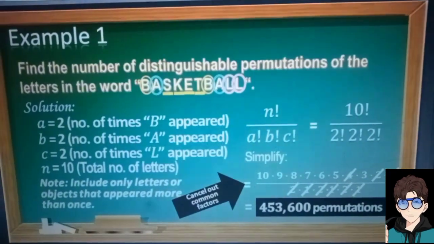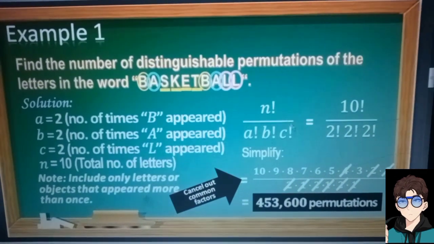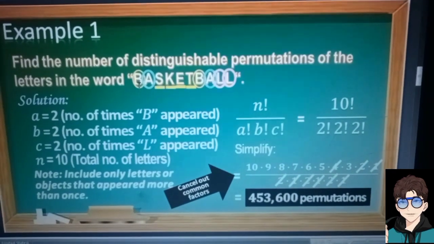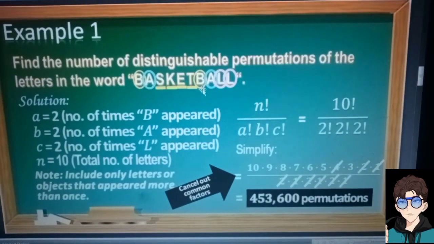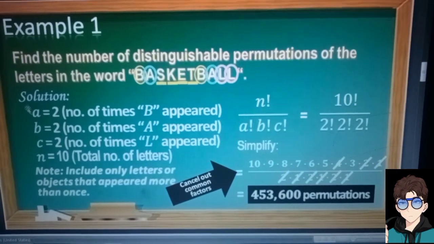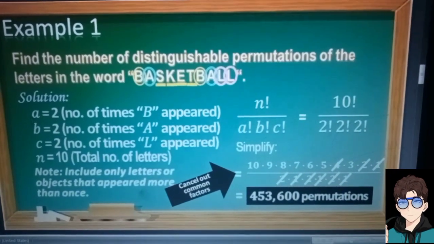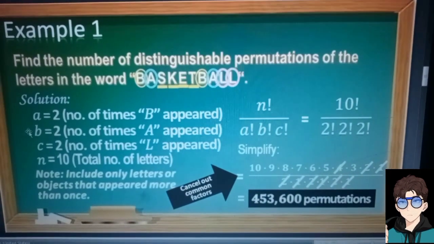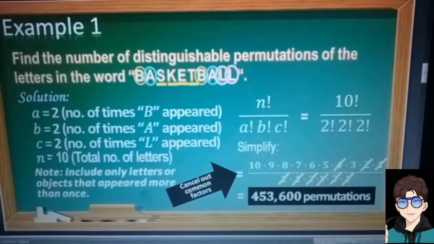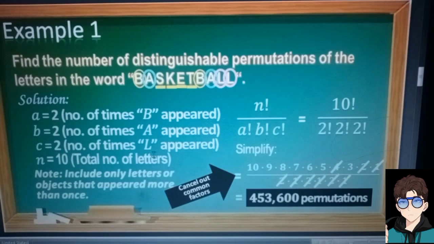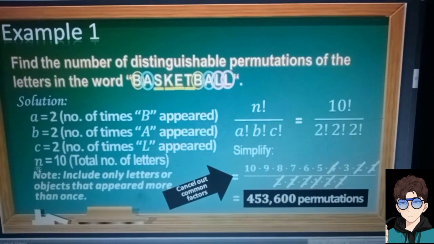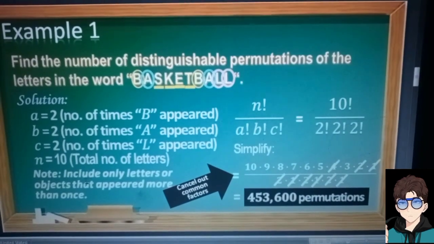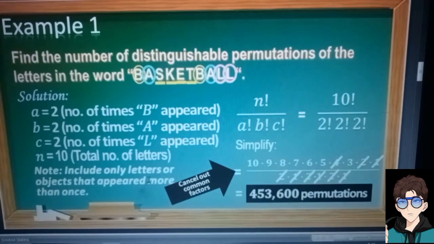Example: find the number of distinguishable permutations of the letters in the word basketball. As you can see, repetitions of B, A, and even L are present. So the solution: let A be the twice occurrence of B, let B be the twice occurrence of A, and let C be the twice occurrence of L. All in all, how many letters do we have? We have 10 letters in total. Note: include only letters or objects that appeared more than once.